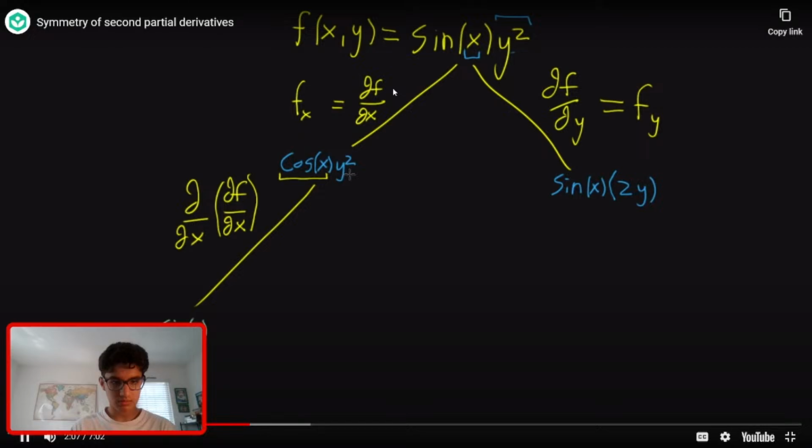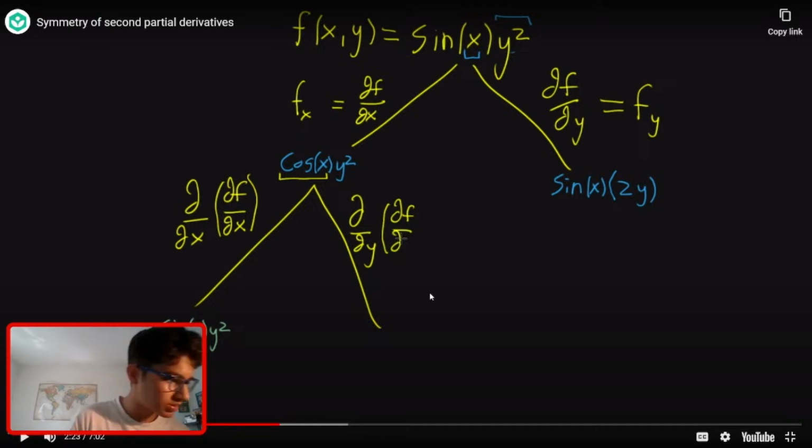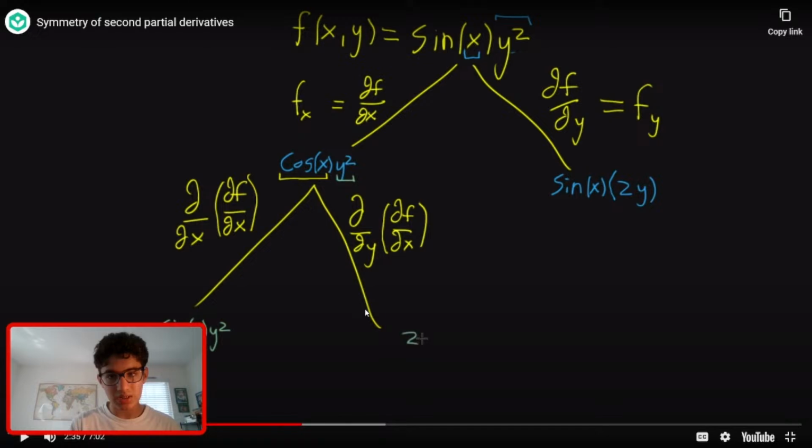Wait, I think there is something very interesting here. I think if you take the partial, I forgot how you say it correctly, but I think there's going to be a symmetry. Basically, the partial y of partial f partial x will be the partial x of partial f partial y, right? Let's just see if it's correct or not. First of all, this will be 2y cosine x.